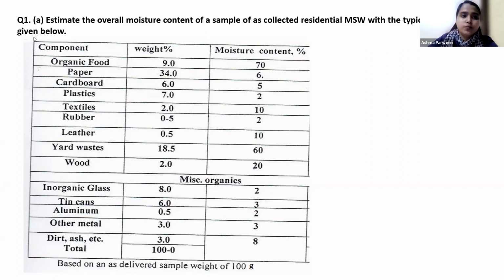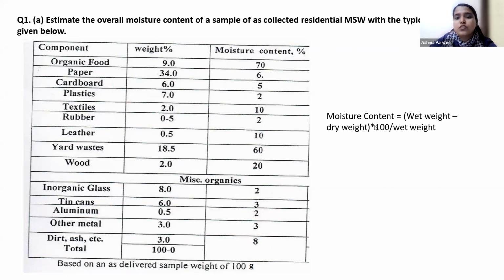So we'll move forward. We have been given the moisture content: for organic food it is 70%, for paper it is 60%, and so on. And we have been given the weight composition. After adding all these percentages, we will get 100%. So we have to find out the overall moisture content of this MSW. First we will take a basis. We will take the basis sample as 100 gram, and we will do all the calculations based on this 100 gram of MSW.